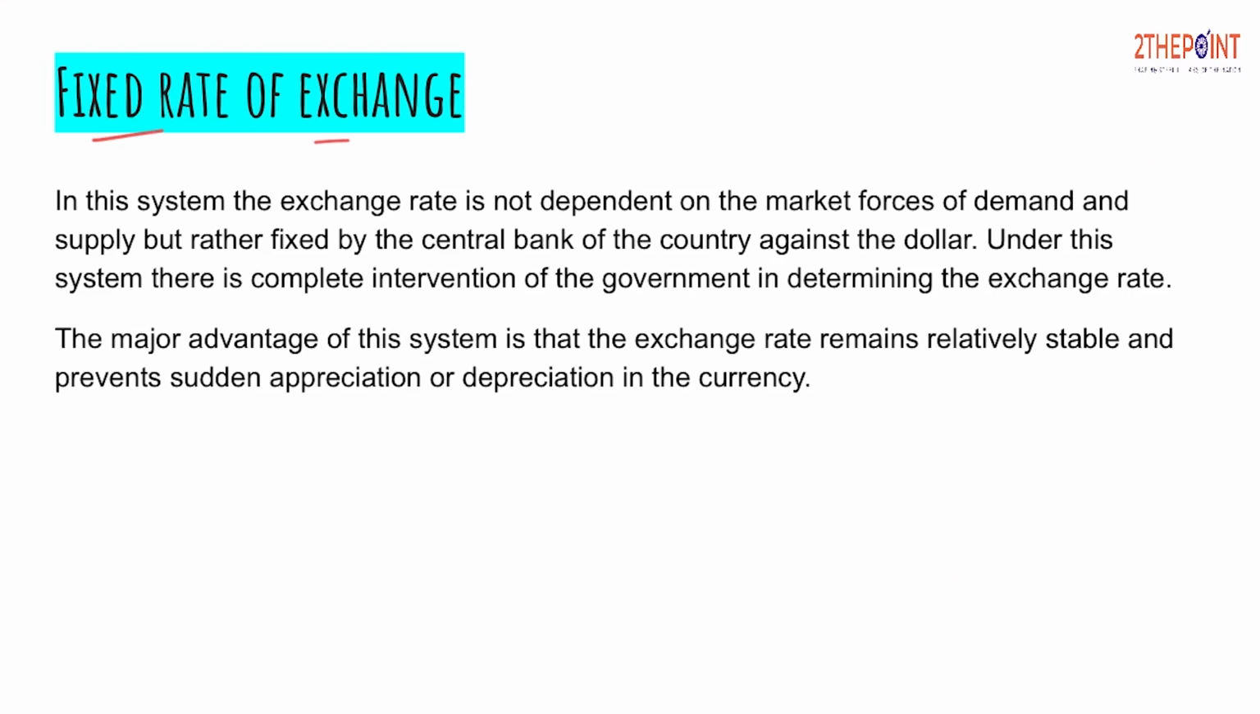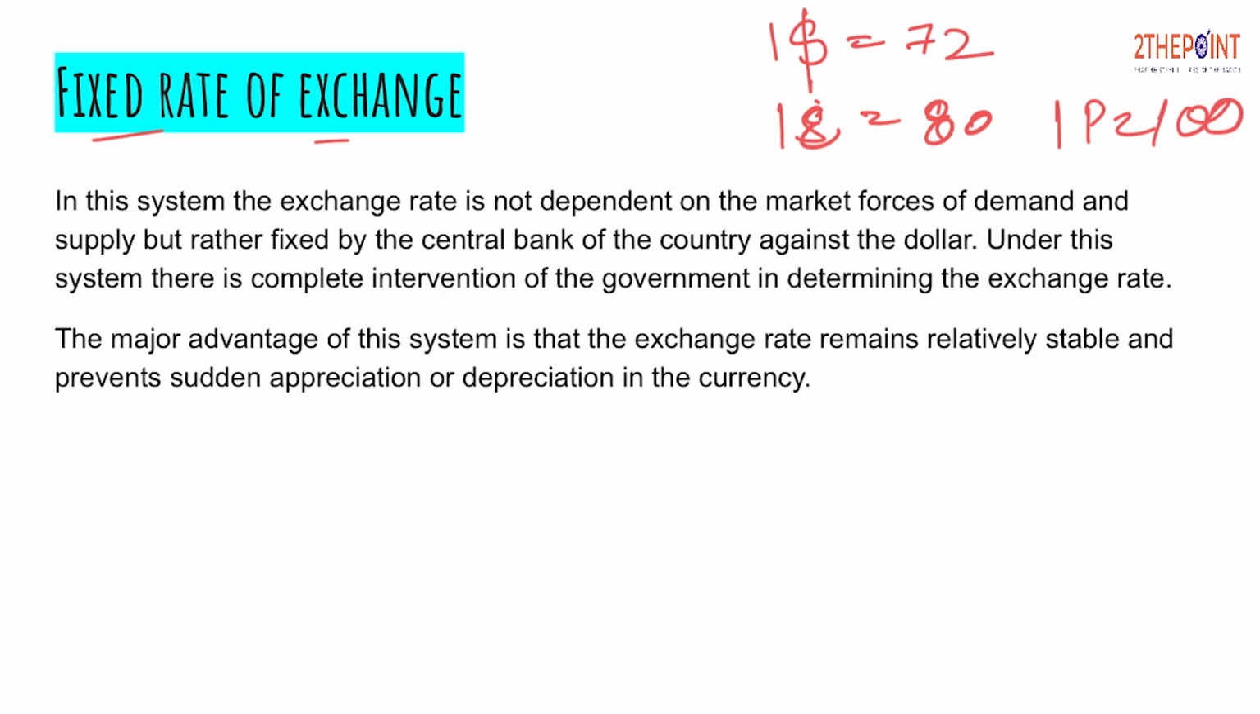Moving on to the next system, which is the fixed rate of exchange. As the name suggests, everything is fixed, and it is fixed by whom? It is fixed by the central bank of the country. The central bank will decide the rate of exchange of the dollar to the domestic currency. For example, if the central bank decides that $1 is equal to 72 rupees, 1 euro stands for 80 rupees, 1 pound is 100 rupees. So everything is decided by the central bank of the country, and there are no market demand and supply forces that play an active role in determining the exchange rate.